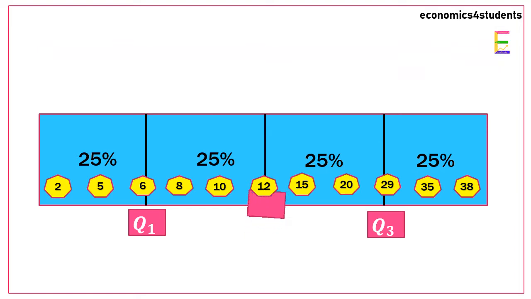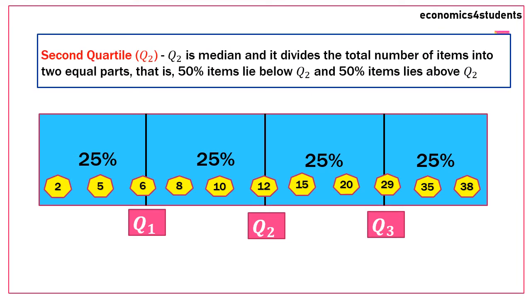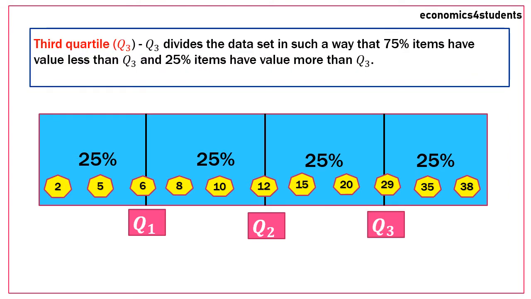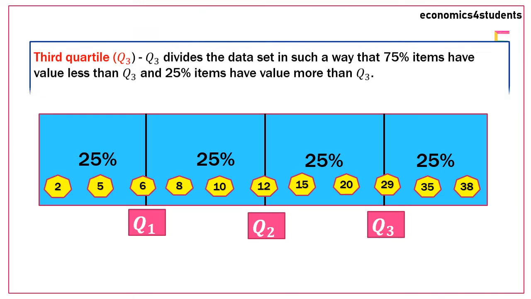Second quartile is Q2. Q2 is the median and it divides the total number of items into 2 equal parts. That is, 50% items lie below Q2 and 50% items lie above Q2. Third quartile is Q3. Q3 divides the data set in such a way that 75% items have value less than Q3 and 25% have value more than Q3.